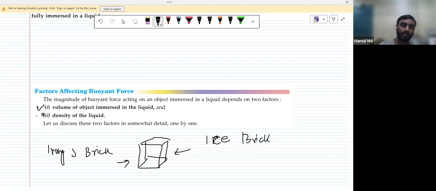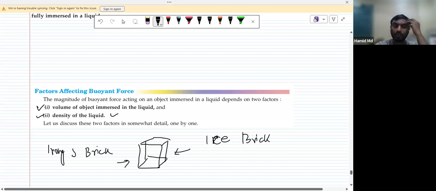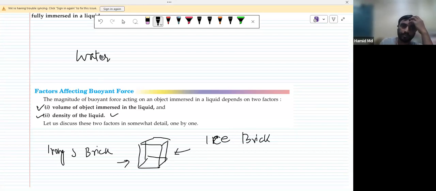The other is the density of the liquid. This first concept is clear? Yes, sir. And the other is the density of the liquid, right? So how does the density of the liquid work? Do you have any idea what we mean by density of liquid? We have water, we have honey. So whose density is larger?